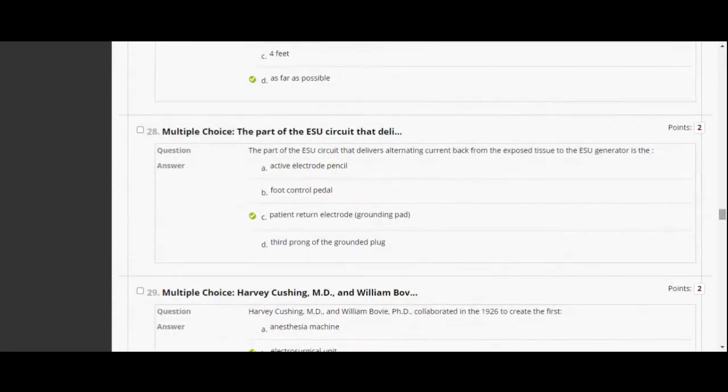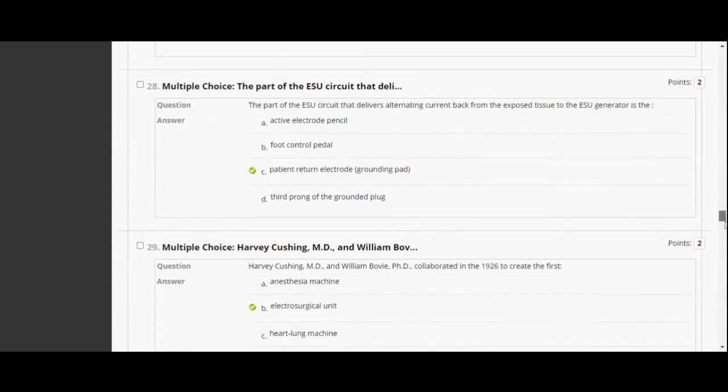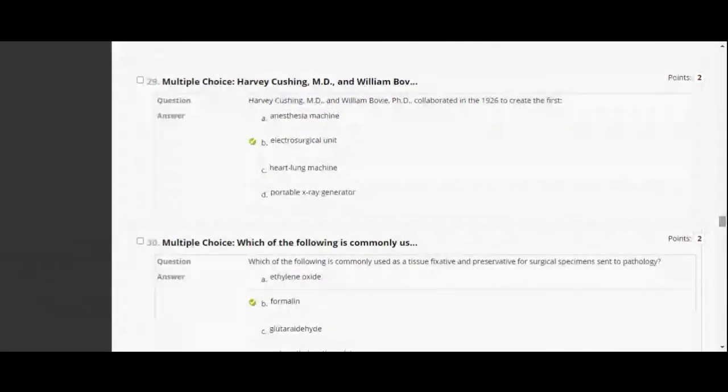The part of the ESU circuit that delivers alternating current back from the exposed tissue to the ESU generator is the patient return electrode, which is called a grounding pad in the operating room. Harvey Cushing and William Bovey collaborated in 1926 to create the first electrical surgical unit.